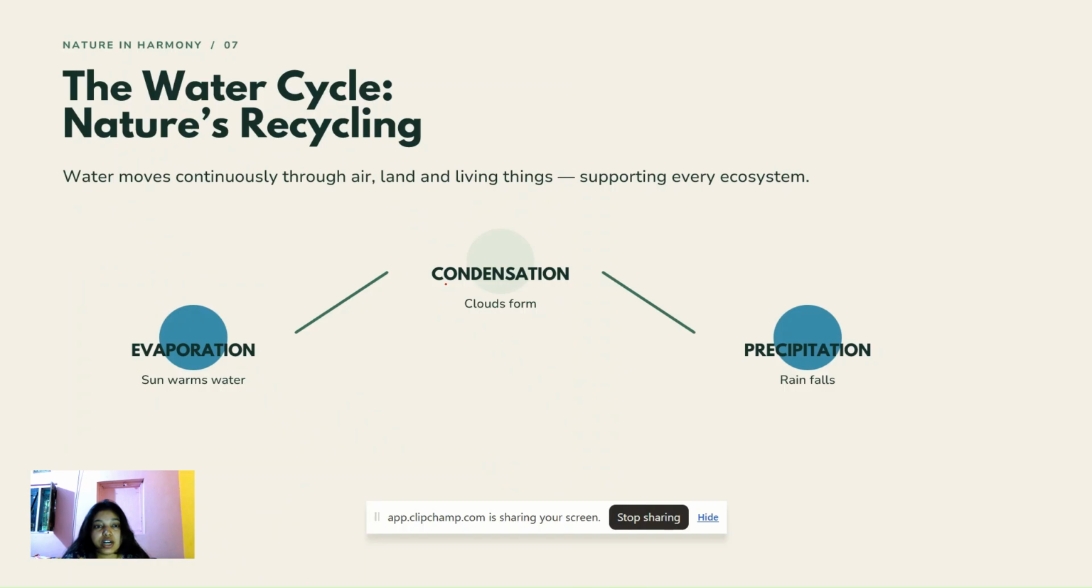Then the topic is the water cycle, that is nature's recycling. Water moves continuously through air, land, and living things, and it supports every ecosystem. The sun warms water, then it forms clouds, then the rain forms. The sun warming water is called evaporation. After cooling, the clouds are formed. It is called condensation. Then, after precipitation, the rain falls down to the earth. So, it is called the water cycle.